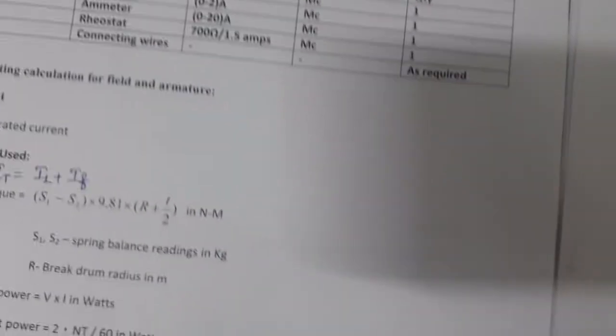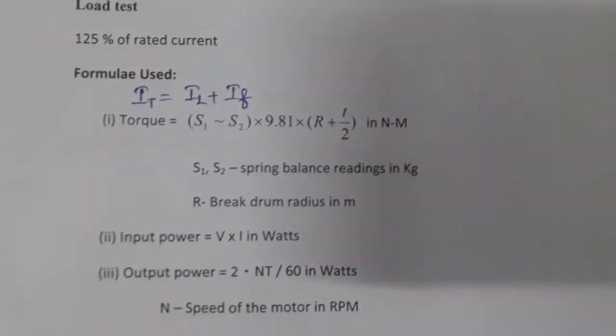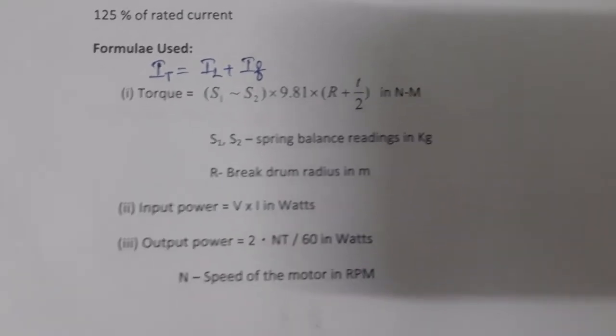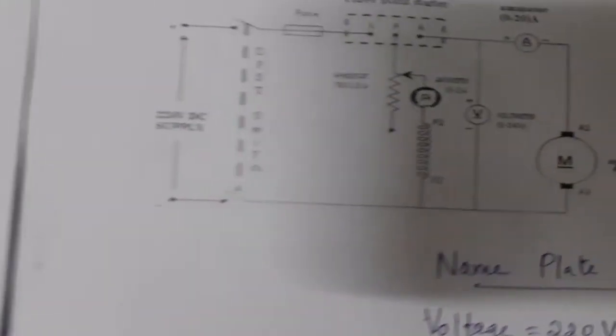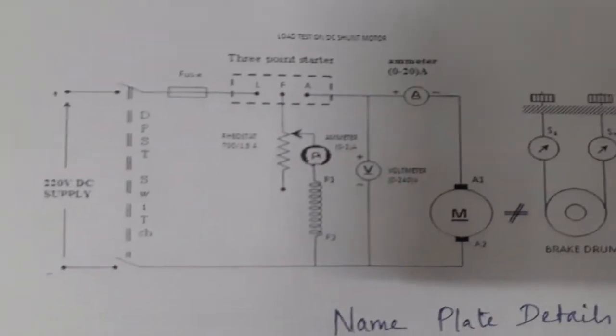For that, we have a formula. You just look into the formula from the lab manual. We have one simple formula which is to calculate the output power. Output power is 2 pi NT by 60. Now I'll show the circuit diagram. The circuit diagram for the machines lab will be like this.